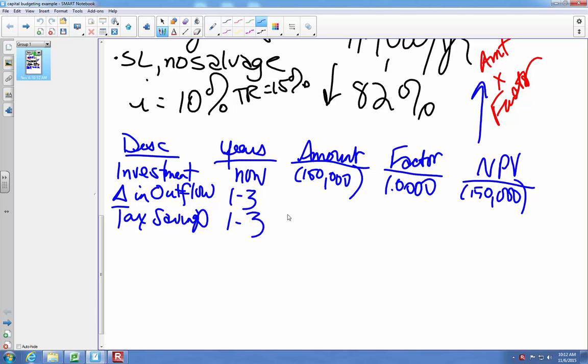So is that going to be an inflow or an outflow? Well, it's a decrease in what? It's a decrease in expenses, which is essentially an inflow, right? 92.4? 93,480. So that's going to be the change in my water bill on an annual basis.